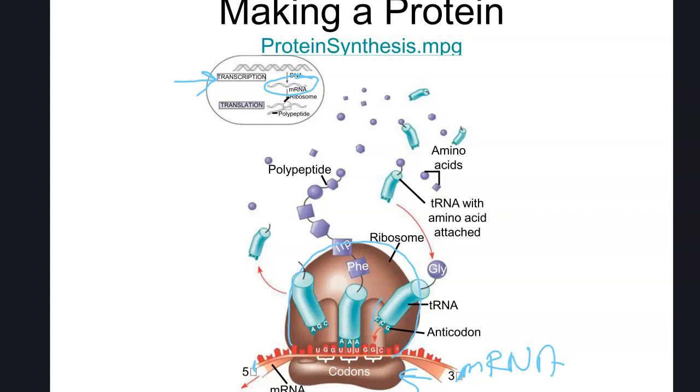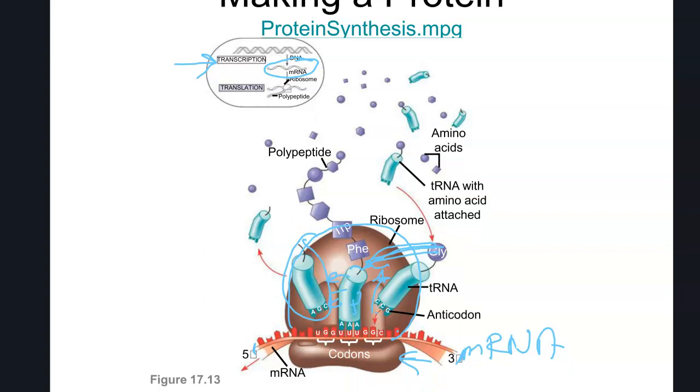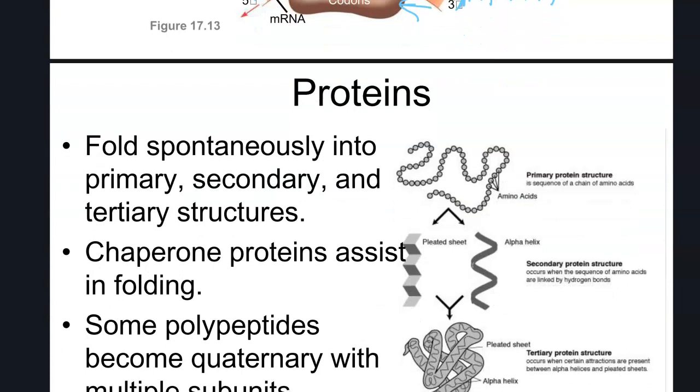The new one comes into the A site. So this is the A site. And then a peptide bond forms. Once the peptide bond forms, then the empty one moves into the E site. So E site is the exit site. P site is where the growing chain is. And then A site is always the new one. So three codes at a time are read.